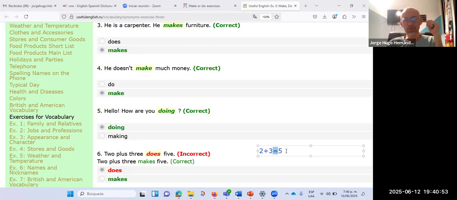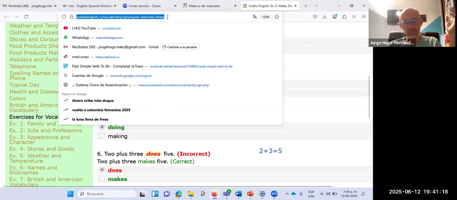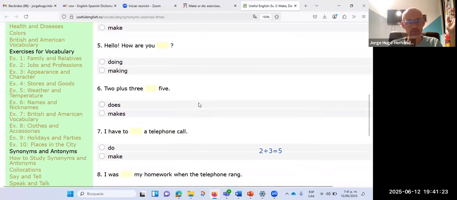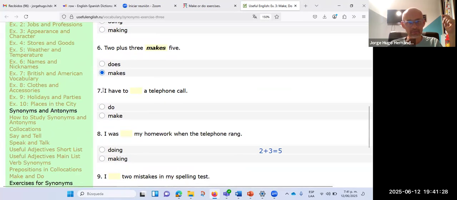You can also say is, no? 2 plus 3 is or equals 5. But you can also say makes 5, okay? So it's important to understand or take into account this, because this is a specific case to use this verb. We're going to delete and we are going to continue this one. So 2 plus 3 makes 5. Kiara, next.